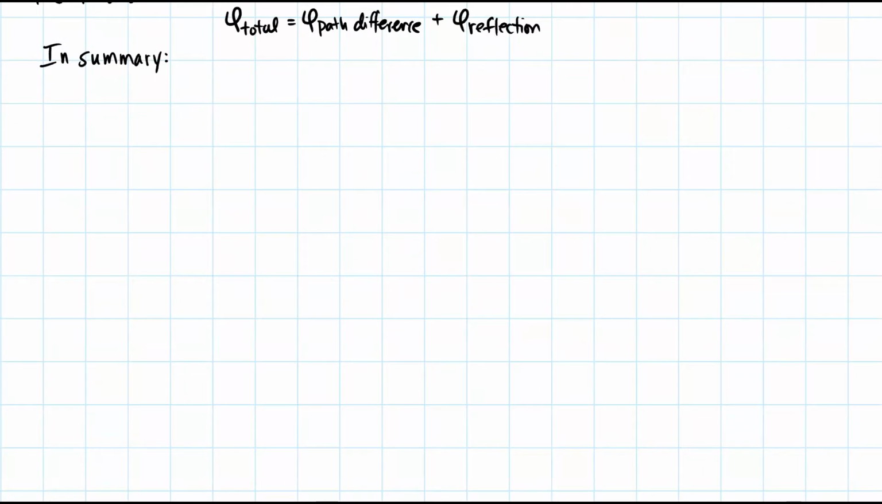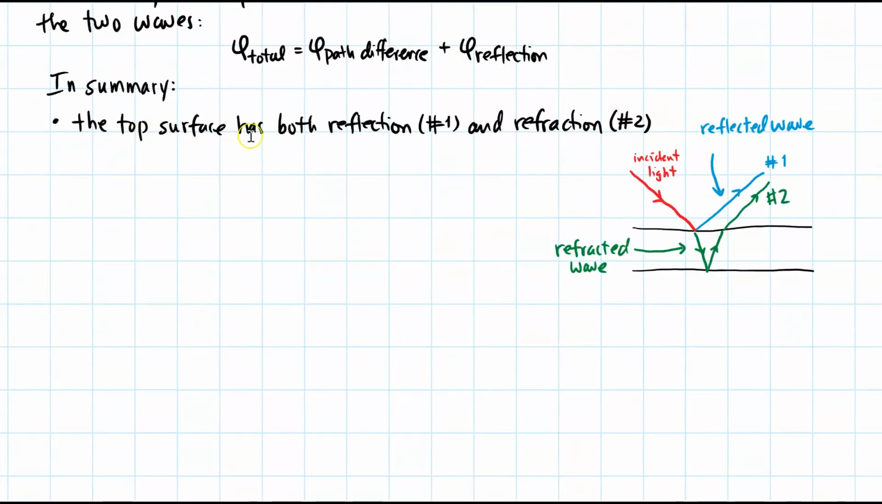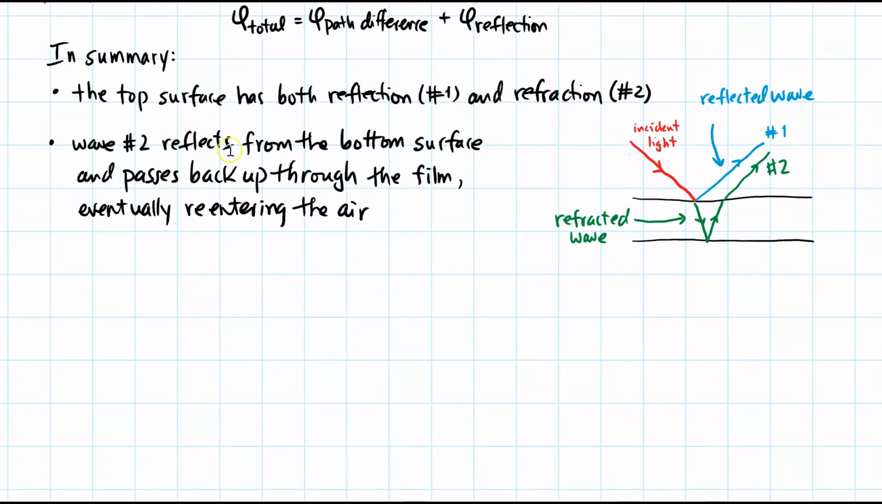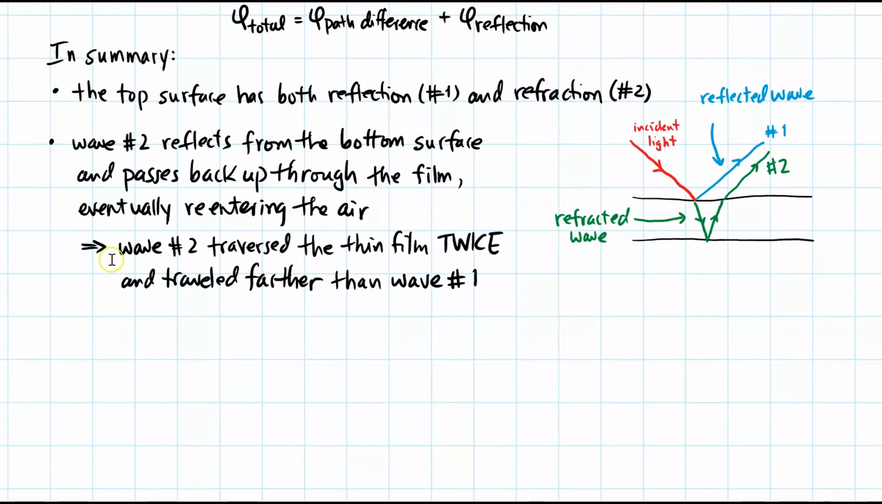Let's summarize the situation. The top surface has both reflection and refraction. So I see the incident light, the blue here is the reflected wave, and the refracted wave is this green wave going into the surface. Now that wave 2 is refracted, it reflects from the bottom surface down here and passes back up through the film, eventually re-entering the air. This implies that wave number 2 traversed the thin film twice and traveled farther than wave number 1.